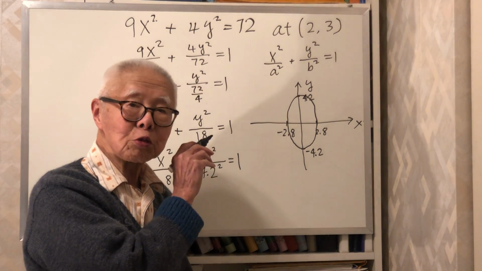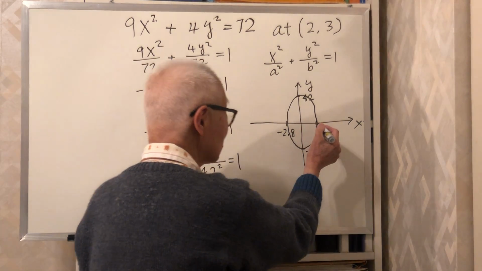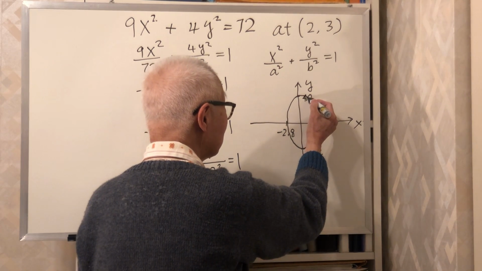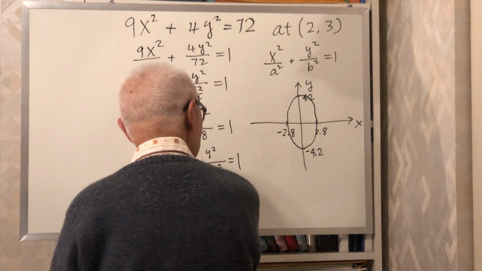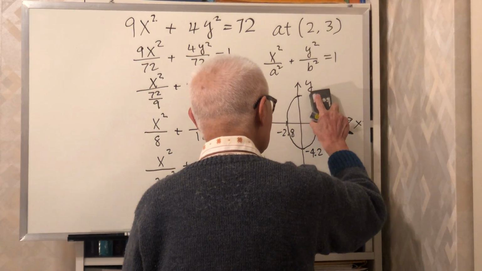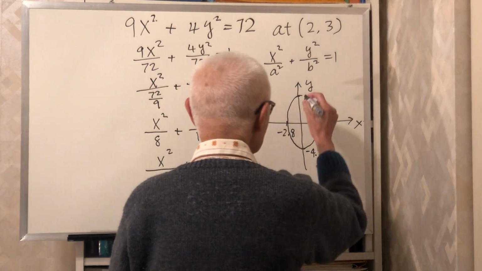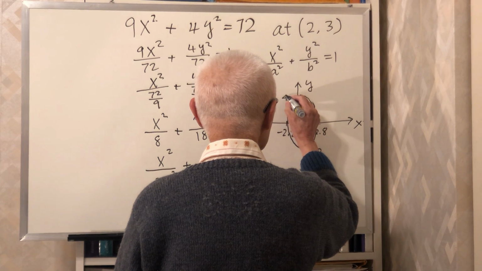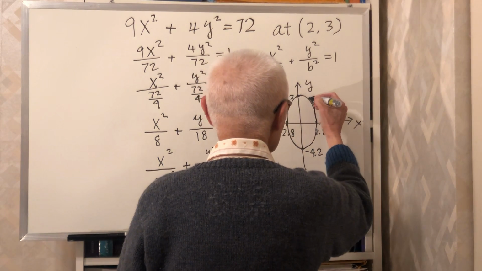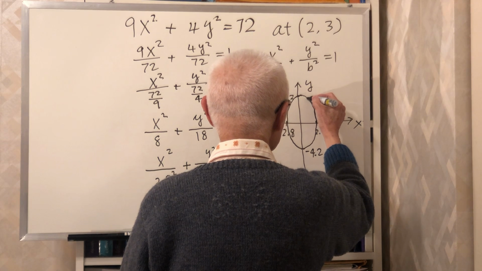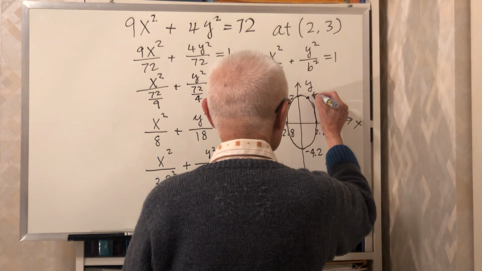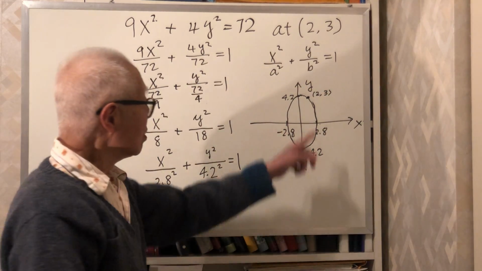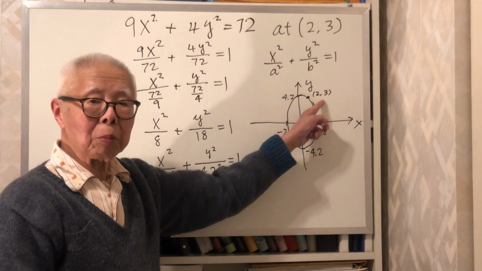The point is 2, 3. 2.8 here, 2, 3 is somewhere here. Okay, 4.2. Okay, 2, 3. 2, 3 is somewhere here.